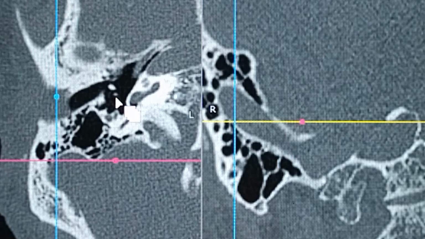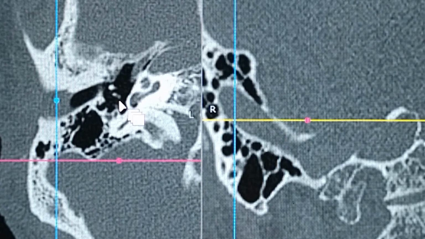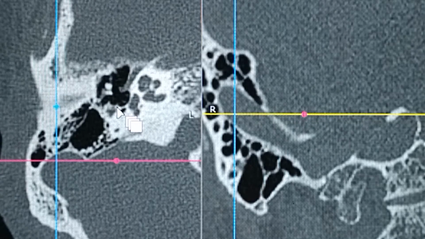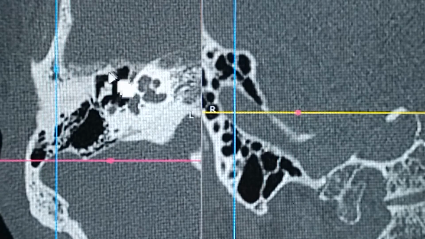You keep on going above, you see the incus. You keep on going above, you see the long process of the incus. You keep on going above, you see the stapes superstructure, lentiform, and the stapedius tendon. Okay, that's the stapedius tendon right there. And then the epitympanum area will show, that's the facial nerve right there. That's the faint facial nerve right there. That's the ice cream cone appearance.